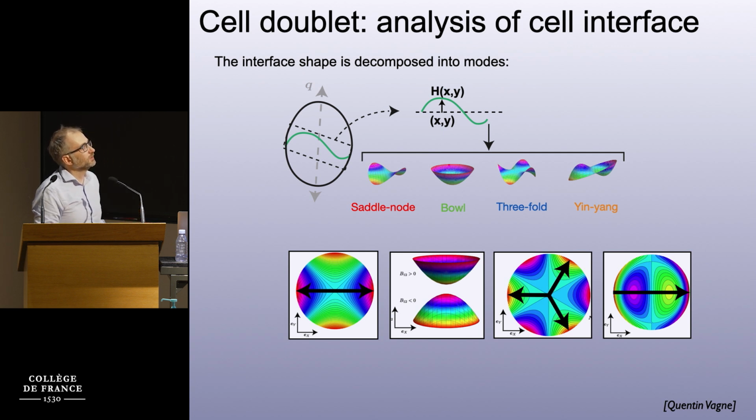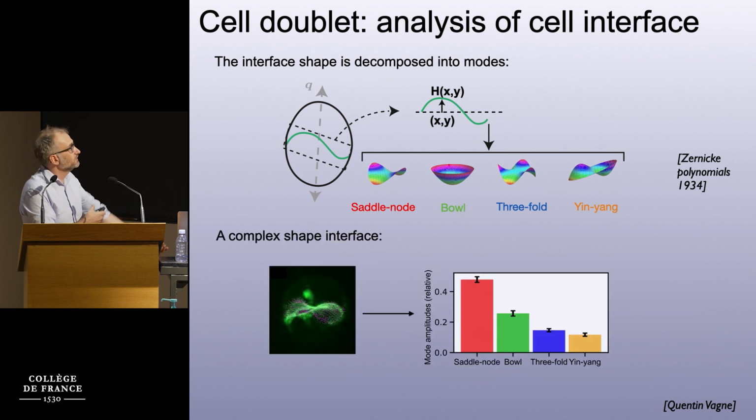The monkey saddle is a three-fold mode, with an invariance by rotation of 2 pi over 3, and the yin-yang is equivalent to a polar mode. We are very happy about this, and then we realized that those are actually the Zernike polynomials, which were found in 1934. So we were scooped.